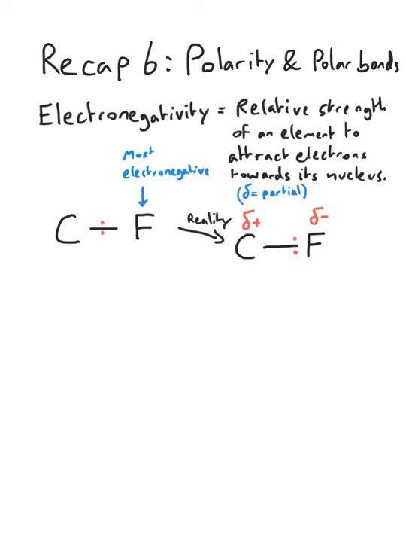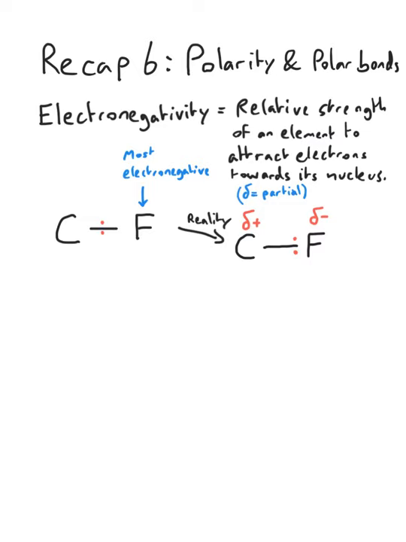You now have one end that is partially negative because it has those electrons closer to it, and one end that is partially positive because of the absence of electrons. This is the concept of polarity in a nutshell. We would refer to this bond as a polar bond or a dipole, as there is a positive end and a negative end. There are several ways these bonds can be depicted.